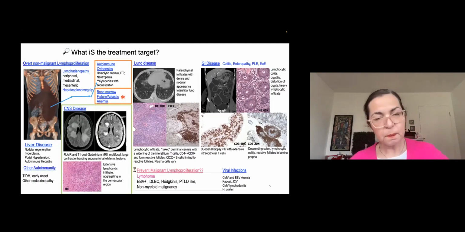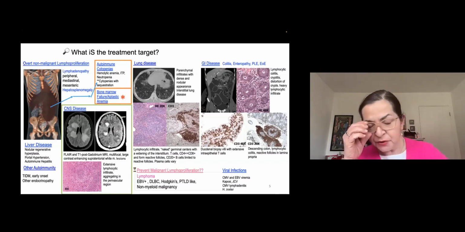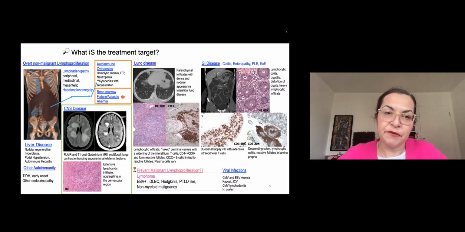What is your treatment target? What are you trying to treat? Are you trying to handle lymphoproliferation, or are you primarily dealing with cytopenias, or is your patient's primary focus to control the inflammatory lesions in the brain? Or are you worried about the lung disease, the interstitial lung disease, lymphocytic infiltrates, or is it just the GI symptom that your patient presented with, and that's what you're handling? And are you thinking about what's going on in terms of viral infections?